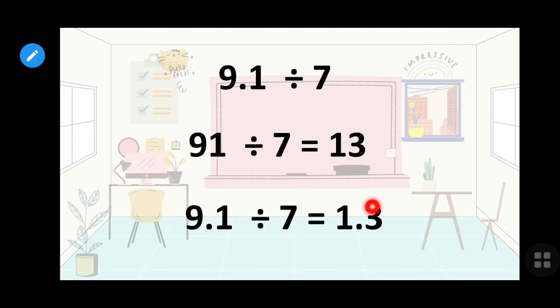That is because we did not forget this decimal in the original sum. That is 9.1. It has one decimal point. So we make this answer also to have one decimal point. So it will be 1.3.